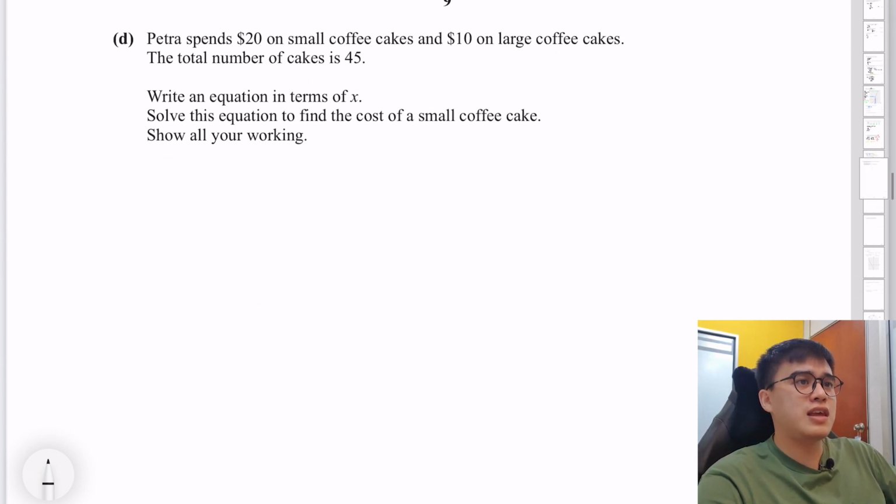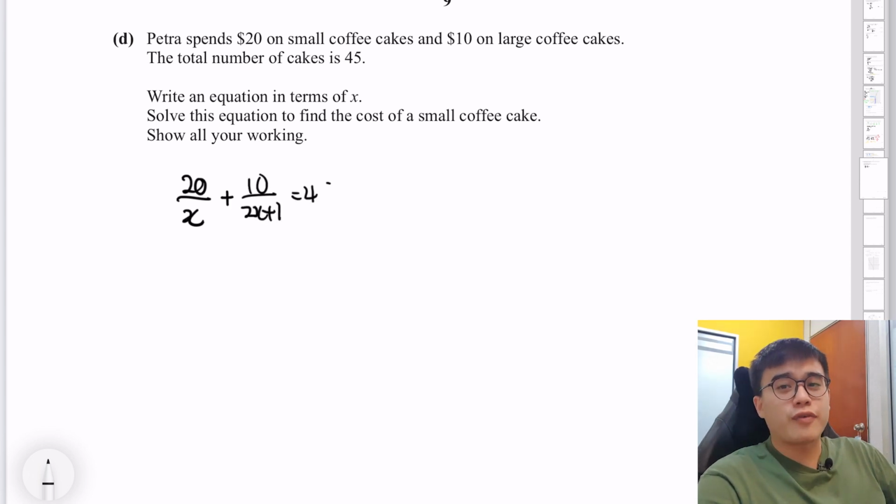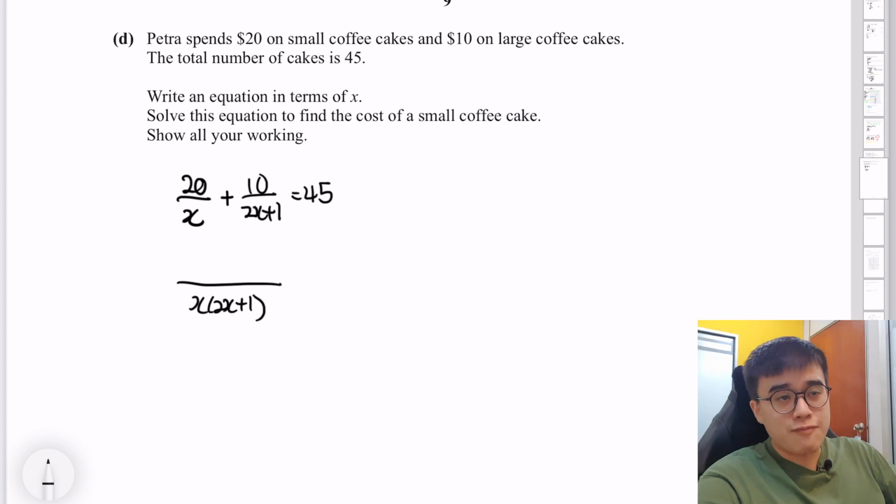As for part D here, a similar concept was used from the front. So 20 divided by x, added with 10 divided by 2x plus 1, you will get 45 total pieces of cake. So from this, I have to make their denominators the same first.